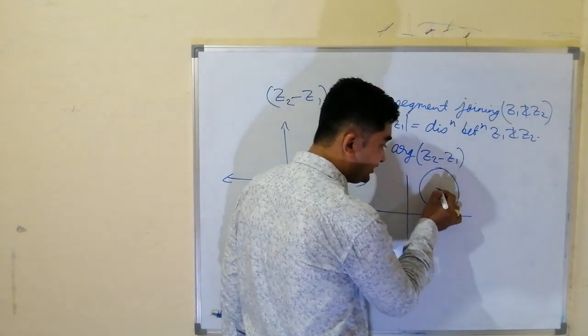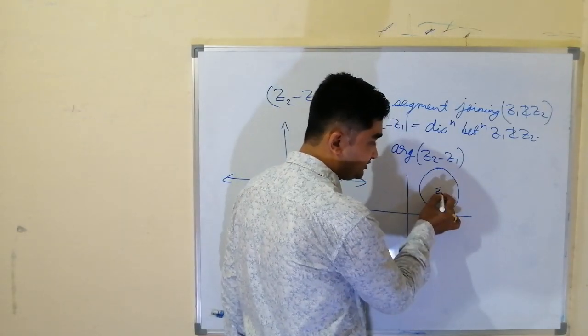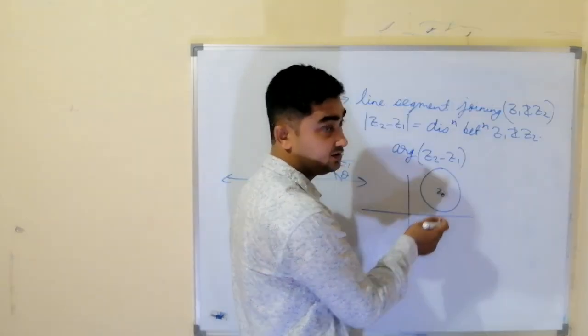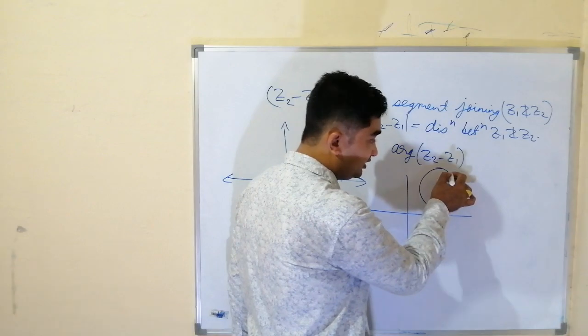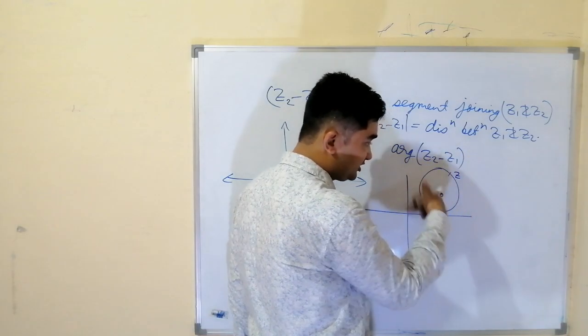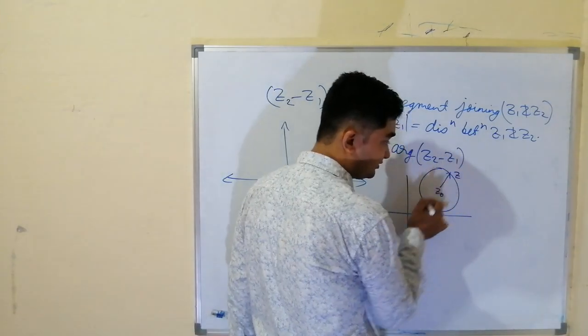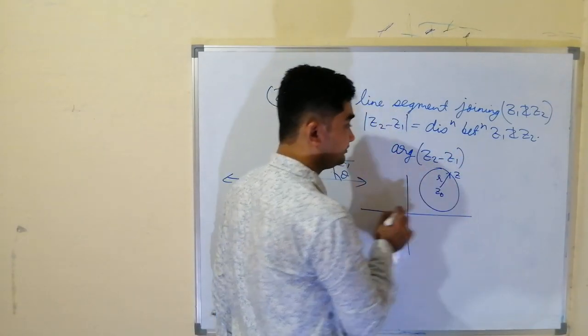Let us say that fixed point is Z0. In the complex number, all the points are represented by complex number. Let us say this fixed complex number is Z0. This fixed point is Z0. Any point on the circumference which represents the locus is Z. And the distance is R. That fixed distance is R.